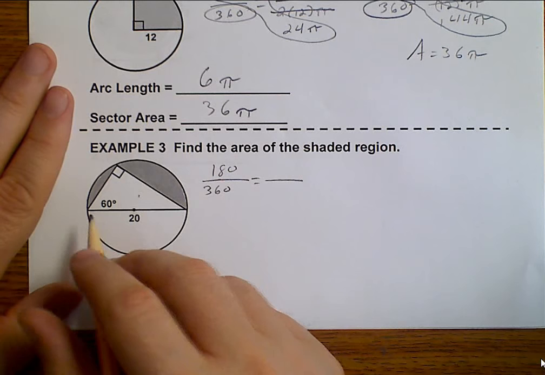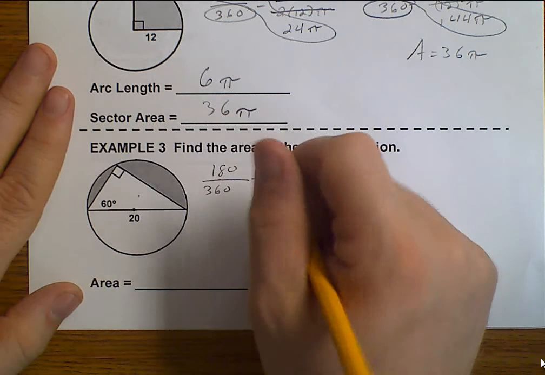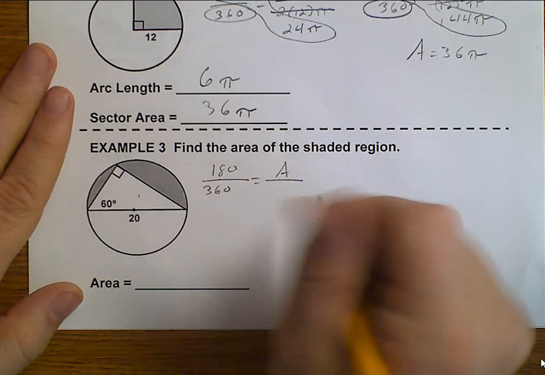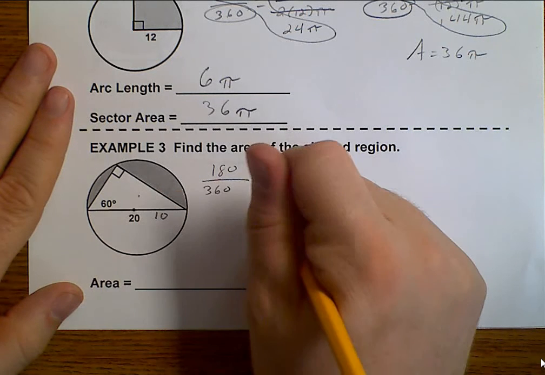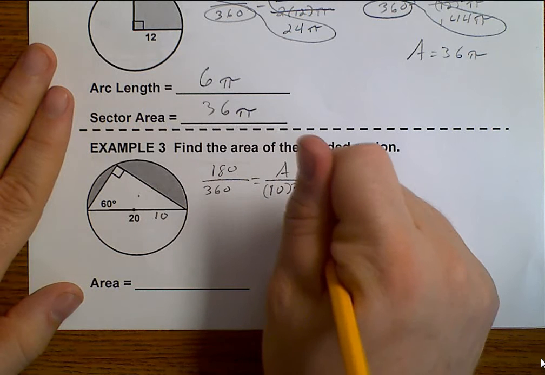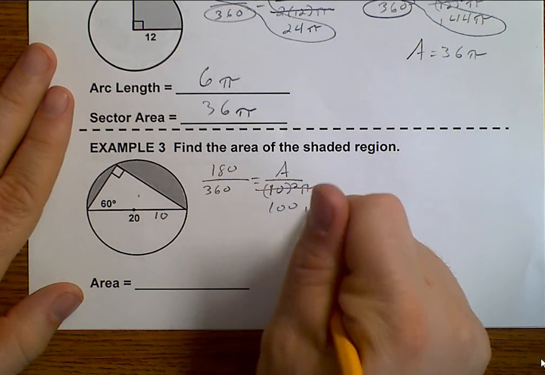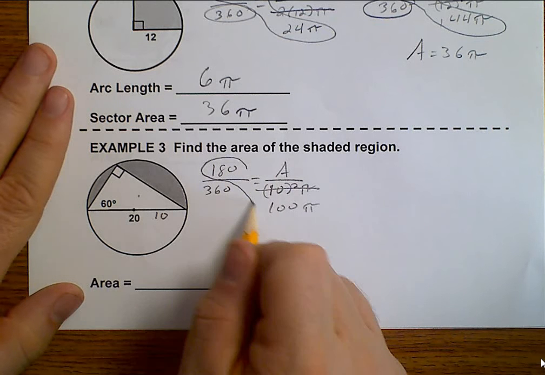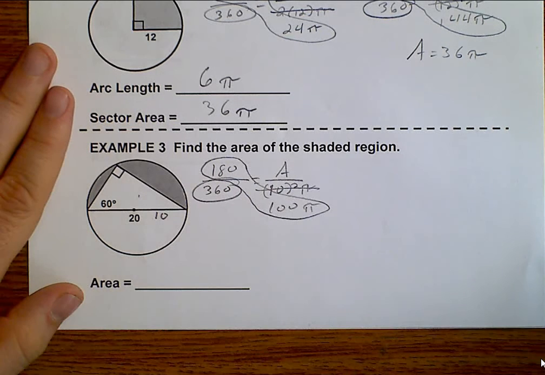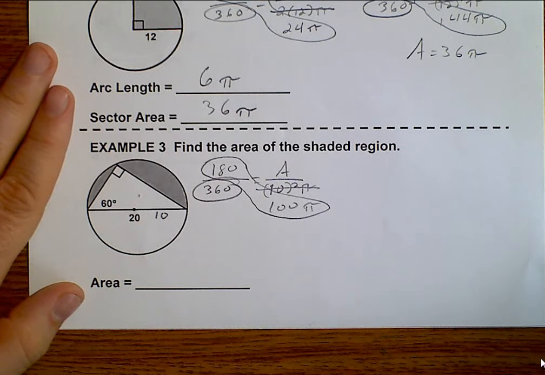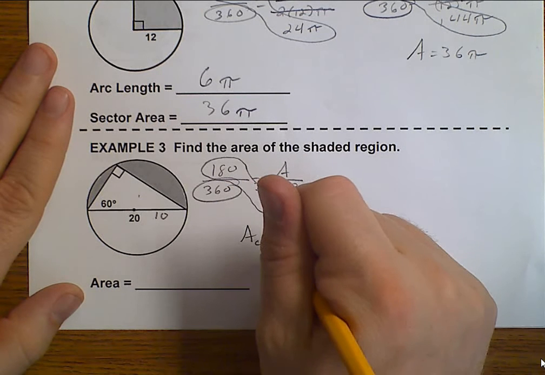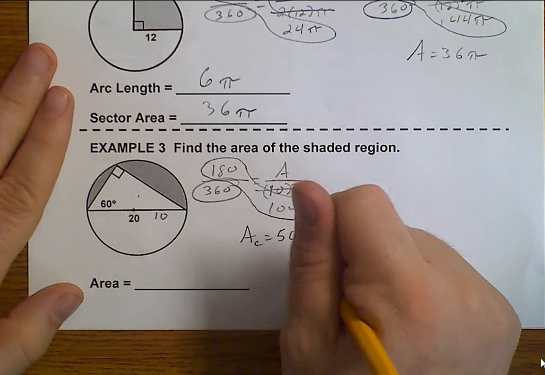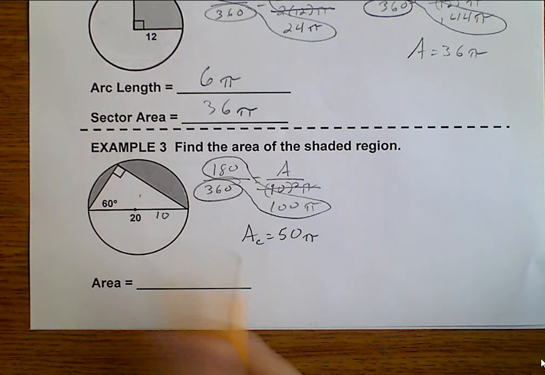Now the area of my circle is, well, this whole thing is 20. That means that this is 10 squared pi, which is 100 pi. We cross multiply and divide. 180 times 100 divided by 360 equals 50 pi. That's the area of my arc. I put a little C for circle right there.